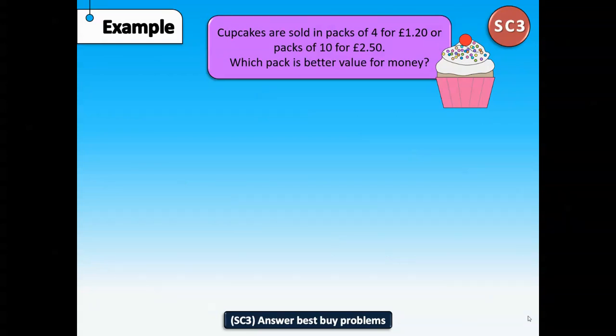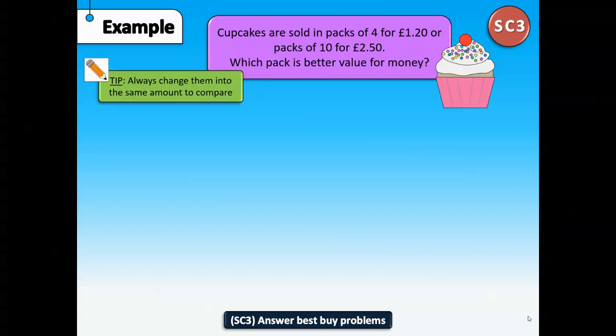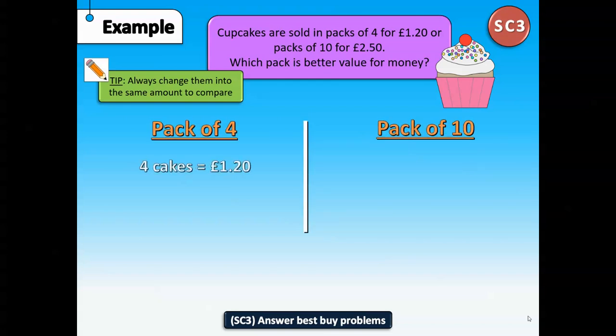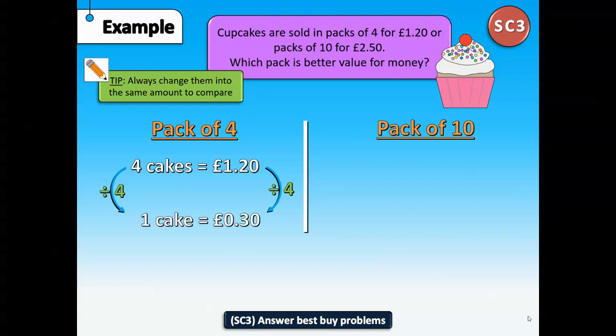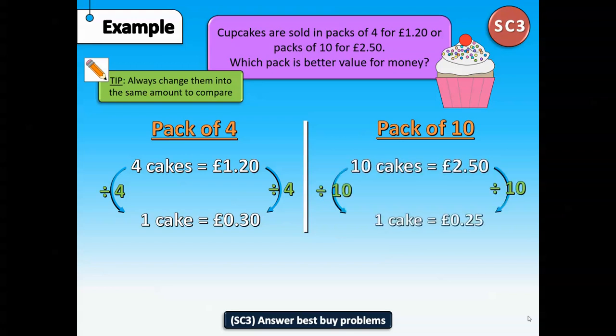So in this question, we're told cupcakes are sold in packs of 4 for £1.20 or packs of 10 for £2.50. So which pack is better value for money? Well, we've got packs of 4 and packs of 10. So if we work out how much one cake costs in each pack, in a pack of 4, one cake is worth 30p. And in a pack of 10, one cake is worth 25 pence. So the pack of 10 is better value for money.